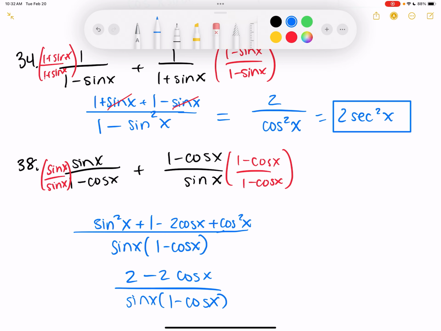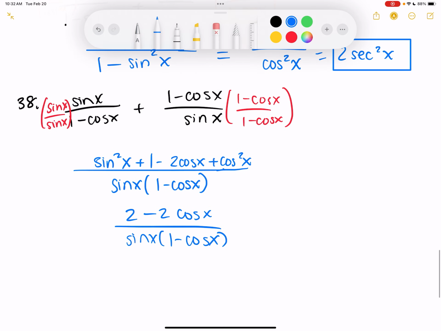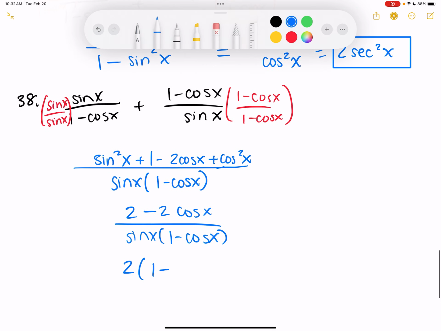How about I factor out a 2 first? That's really smart. So I would be left with 1 minus cosine of x over sine of x times 1 minus cosine of x. So those things are getting canceled. So I'm left with 2 over sine of x, which is 2 cosecant of x.